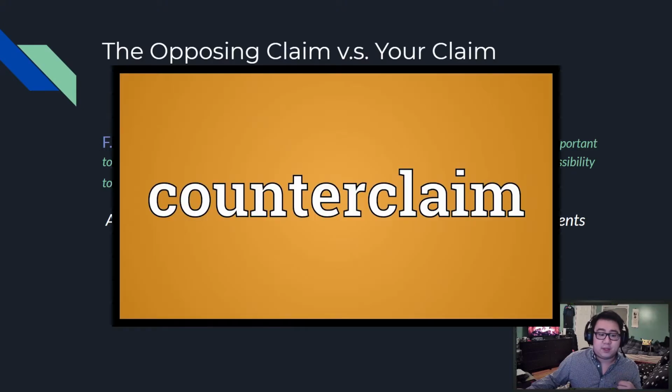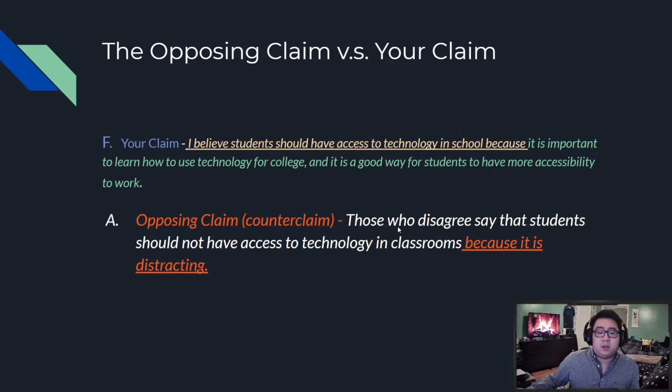Then, the opposing claim is simply the opposite of what you're saying. Those who disagree say that students should not have access to technology in classrooms, and then you're going to want to give a reason that the opposing evidence that you found in your text supports. For me, it was because it is distracting in the class. Alright, and I have some evidence to show to prove this correct.